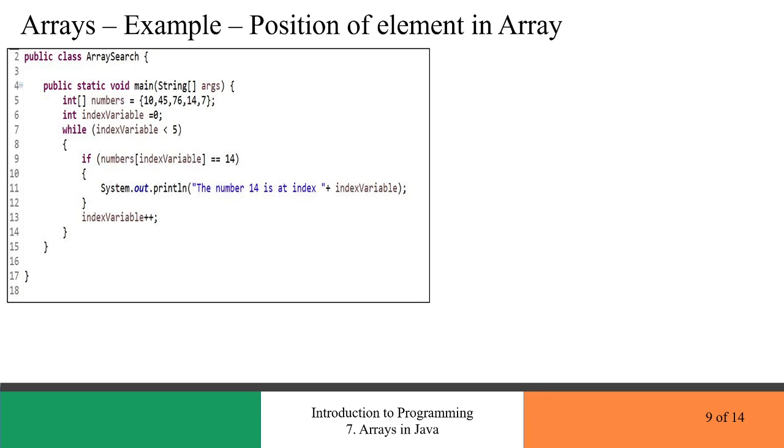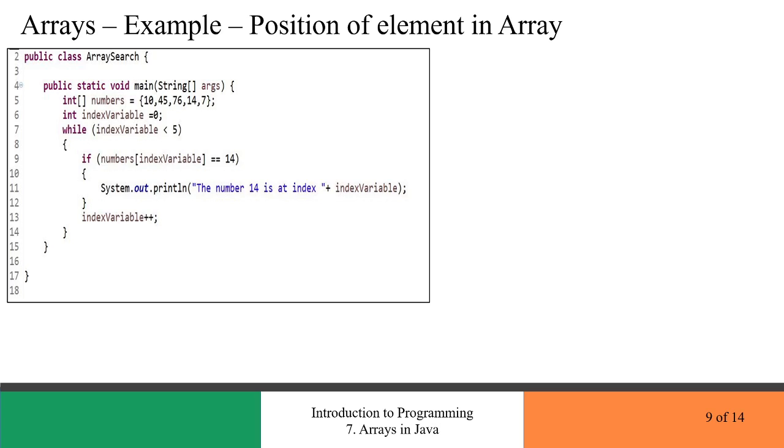Initially, I try to create an array variable called numbers that has the 5 numbers 10, 45, 76, 14 and 7. I use a variable called index variable and assign it to 0. This is used to run through the elements in the array. We are using a while loop to run through each element of the array, starting it at index 0 and going on until it reaches index 4.